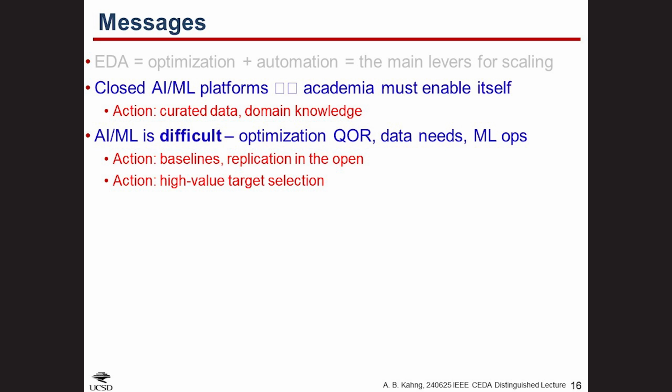Okay, so closed AI ML platforms, which means the providers and their tenants, mean that academic research must enable itself. And we need to have high value targets with strong baselines and validations. Let me now briefly turn to the concepts of innovation and disruption. So, I'm just trying to connect all the dots in that title, which I unfortunately gave to Ian without much thinking through of what this talk would be.